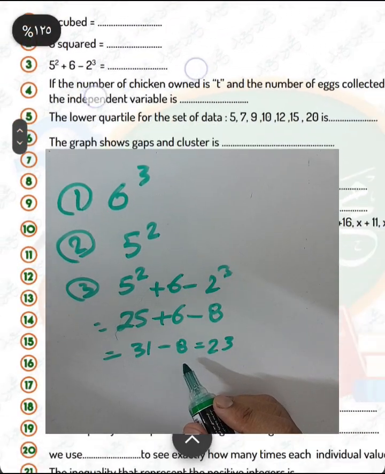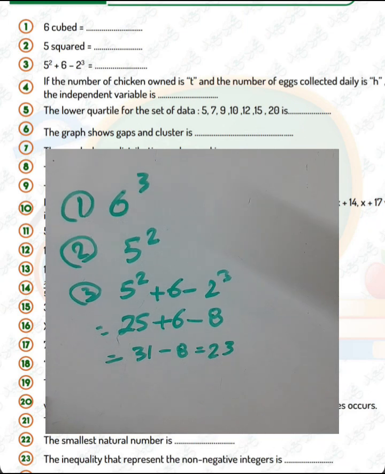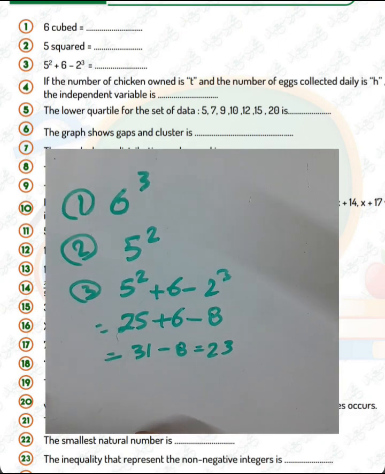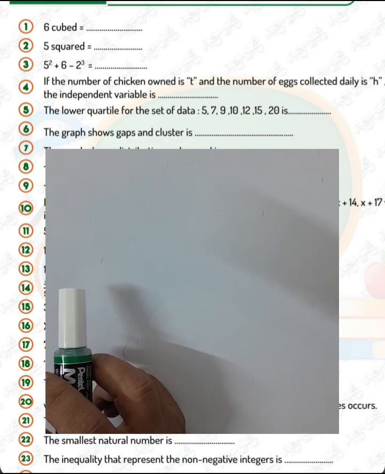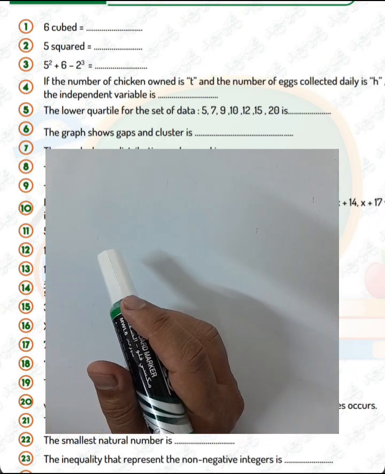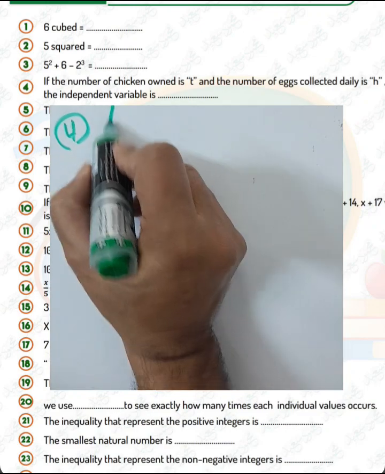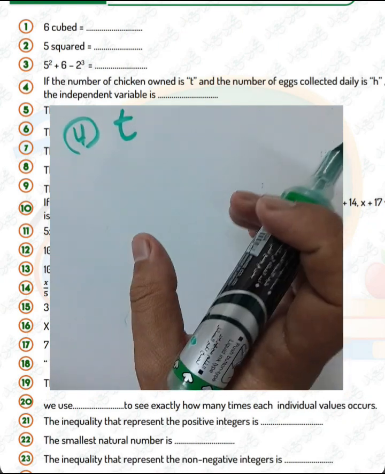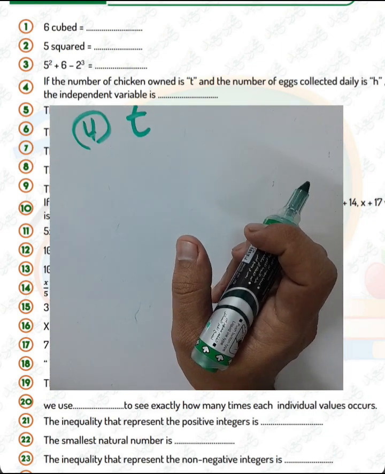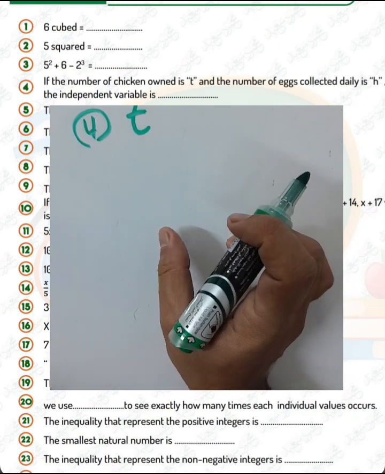Question number 4. If the number of chickens owned is t, and the number of eggs collected daily is h, the independent variable here will be t, the number of chickens. The number of eggs depends on the number of chickens. So write t for the number of chickens. The number of eggs collected depends on t. Understood? Again, the number of eggs depends on the number of chickens, and the number of chickens we call the independent variable.